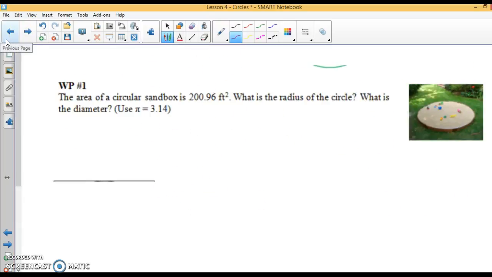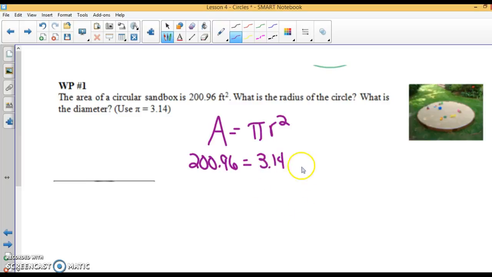The area of a circular sandbox is 200.96 square feet. What is the radius of the circle, and what is the diameter? Use 3.14 for pi. So, we got a circle. Write our area formula, pi r squared. They're telling us that the area is 200.96. So I am putting that into our formula in the area spot. They want us to use 3.14 for pi. We're looking for the radius, so leave r.